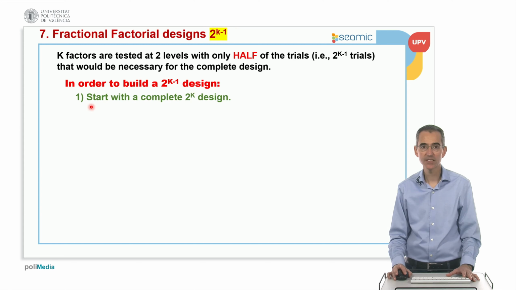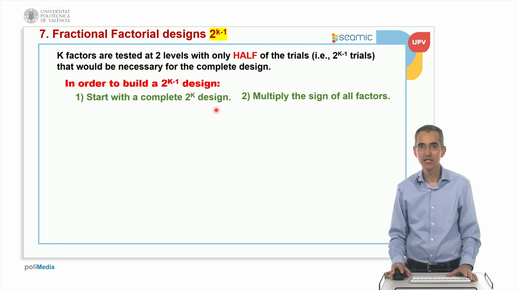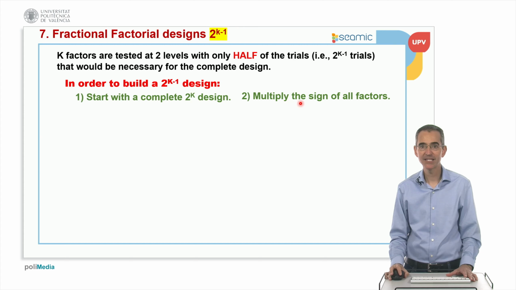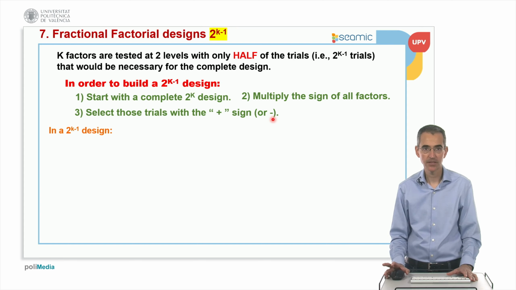Okay, so we start with a complete 2 power k design. So we make all possible combinations of the different factors. Then we work with these signs, minus and plus, and I multiply the sign of all factors. Okay, we'll show later with an example. And then we select those trials with the plus sign, or which would be equivalent, all of them with the minus sign. It doesn't matter. Okay, and that's it. So these are the steps to build this.